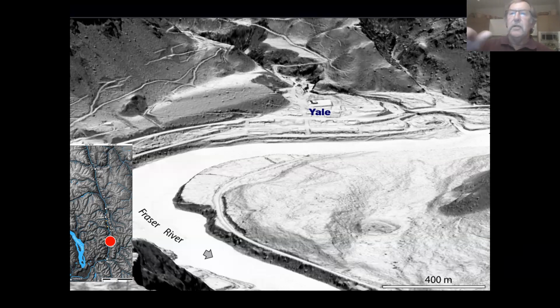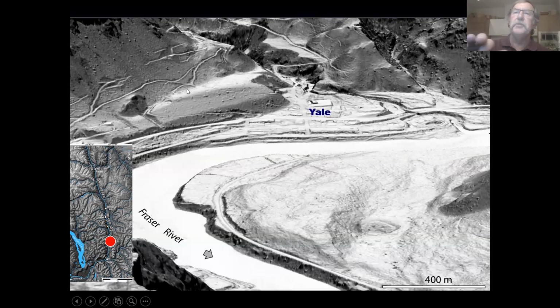But at Yale, and again, a LiDAR image here tipped up so that you can see these landforms. You can see this beautiful whaleback ridge. It's not a terrace, it's not a river terrace. It slopes off to the side. It doesn't have a sharp break like a normal river terrace would.